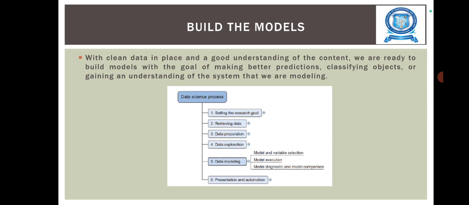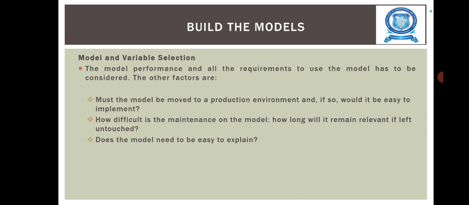The way you build your model depends on whether you go with classical statistics or the somewhat more recent machine learning school, and the type of technique you want to use. Either way, most models consist of the following three main steps: selection of a modeling technique and variables to enter the model, execution of the model, and diagnosis and model comparison. First, we are going to see model and variable selection.